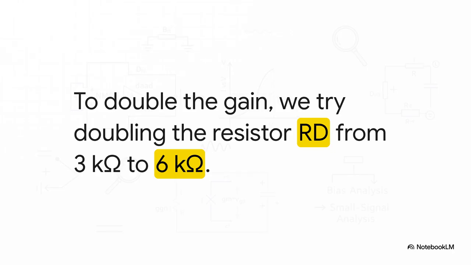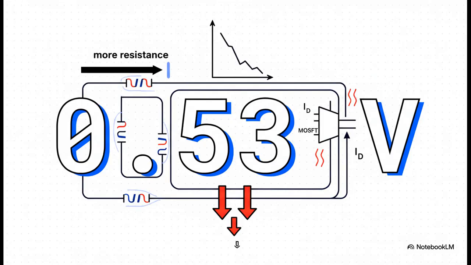Let's just double the resistor from 3K to 6K. Simple. What could possibly go wrong? Well, when we go back and rerun the numbers, we run smack into a huge problem. Because we have more resistance, we get a much bigger voltage drop across it. That means there's way less voltage left over for our transistor. Its VDS has collapsed all the way down to just 0.53 volts.